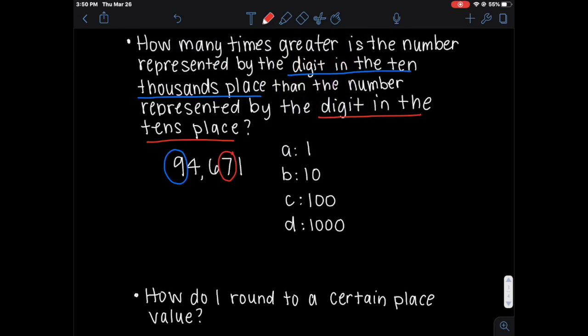So let's write down the place value of these numbers. We just said that the 7 is in the tens position and the 9 is in the 10 thousandths position. Let's see how many times we have to jump to go from the tenths position to the 10 thousandths position. So starting at the tenths, go 1, 2, 3 times. So we have to jump 3 times.